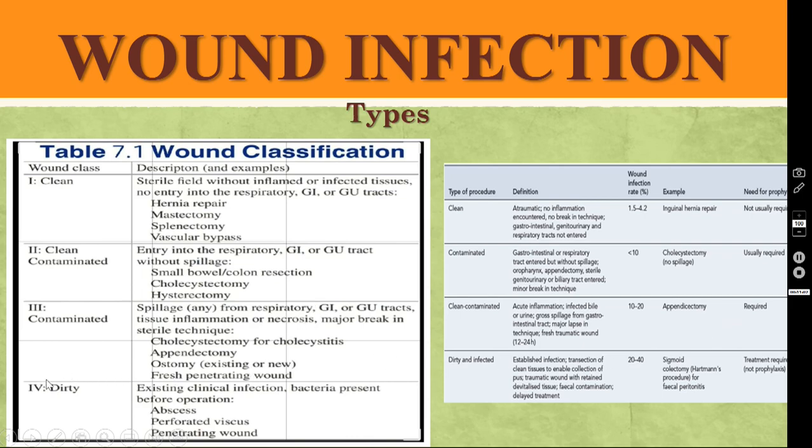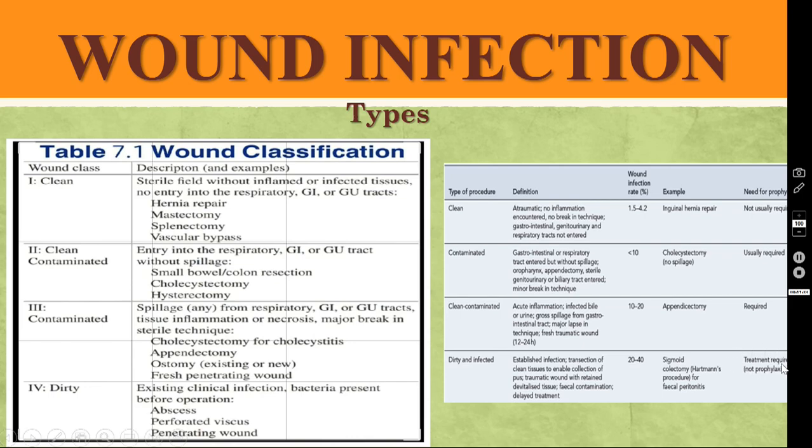And the fourth class of wound is dirty wound. Here the wound is already infected; bacteria are present even before the operation. Examples are abscess, perforated viscus, and penetrating wound. Here we have to give not prophylactic but therapeutic antibiotic, the same triple antibiotic, 8 hourly for 5 days, not just for 1 day.